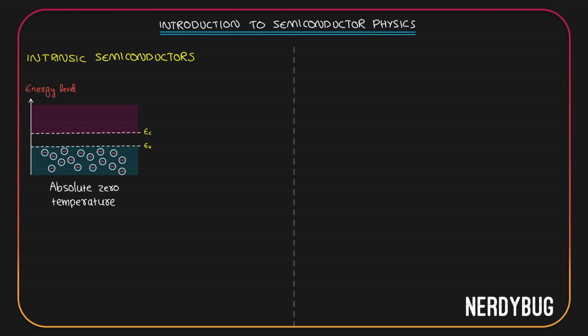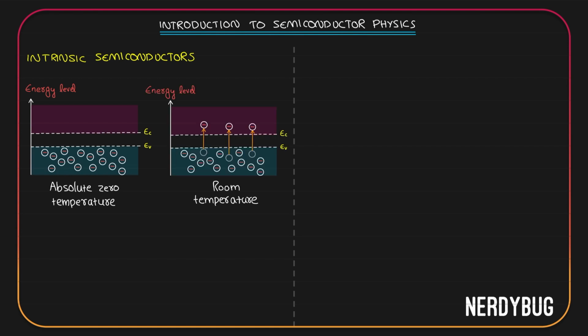Let's draw the energy band diagram of the same semiconductor at room temperature. A few of the electrons got enough energy and they went to the conduction band. In the case of intrinsic semiconductors, however many electrons have gone into the conduction band, those many holes will be created in the valence band.